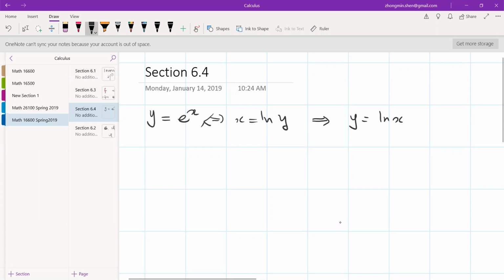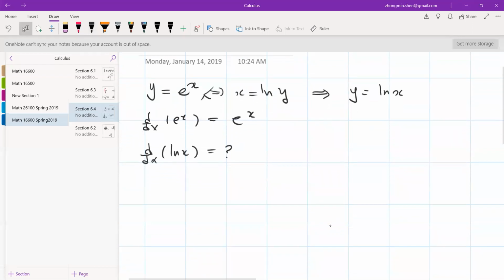Okay. So my question is, we know that the derivative of e to the x is e to the x. This is the only function we have whose derivative is itself. So my question is, what is the derivative of natural log x? So how do we find it? We can find it using the derivative of e to the x. So this is what we do.